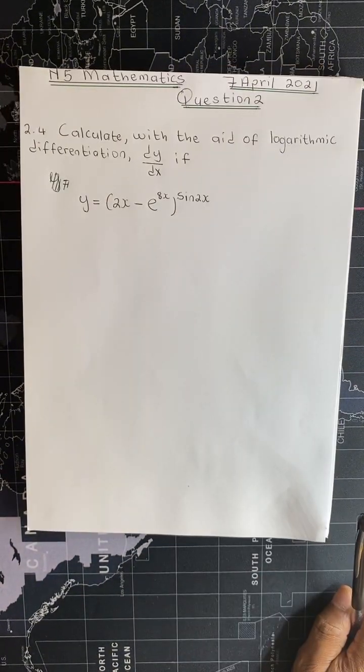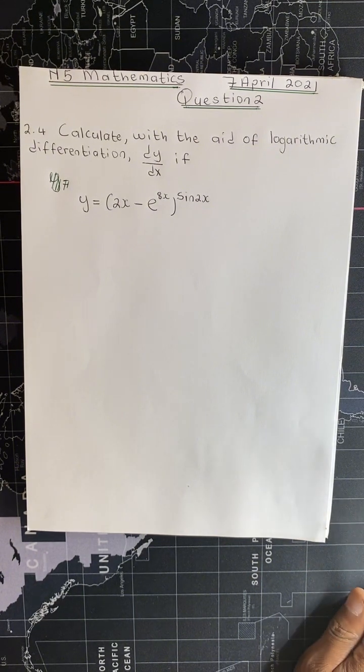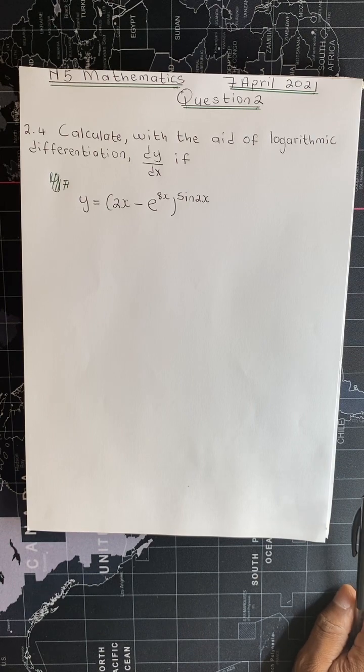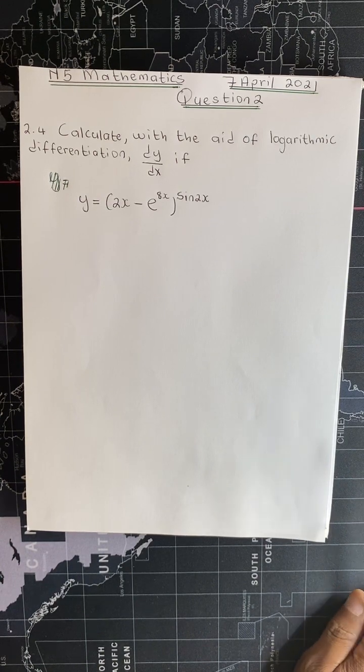Question 2.4, we have to calculate with the aid of logarithmic differentiation dy over dx if y is equal to (2x minus e to the power 8x) all raised to the power sine 2x.